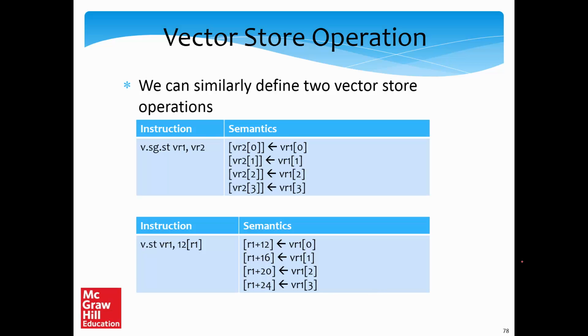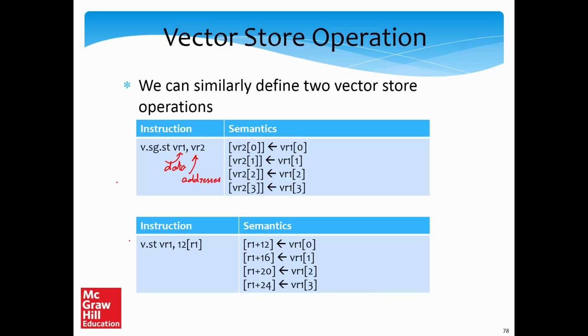We can similarly define 2 vector store operations. One is a normal store, the other is a scatter gather store. The first argument of the store operation is the data that needs to be stored, and the second argument is the addresses. In this case, this is the scatter gather store. The elements of vr2, namely vr2 0, vr2 1, vr2 2 and vr2 3 contain the addresses.